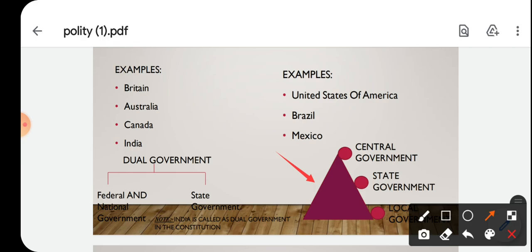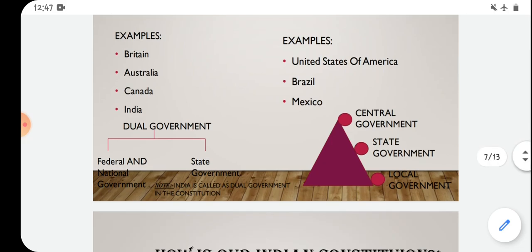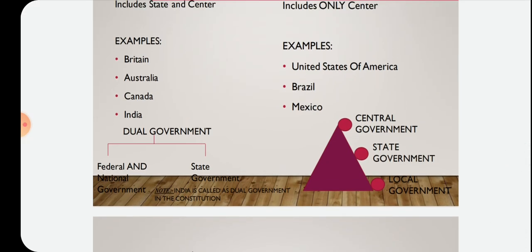Assume this triangle as a country. Now every country has central government, state government and also the local government. What happens in parliamentary government is, it includes both center government and the state government. In parliamentary government, the state and local bodies are independent to take their own decisions.